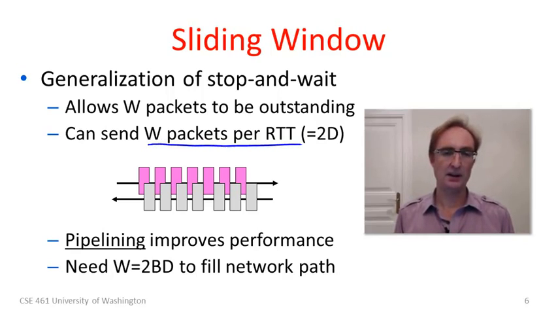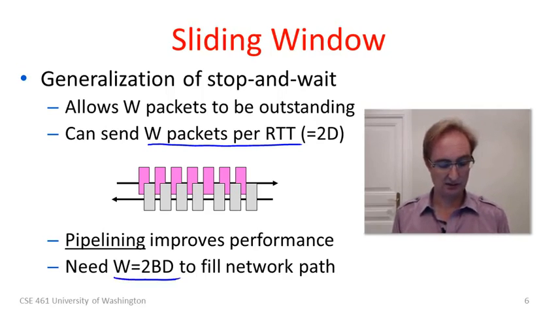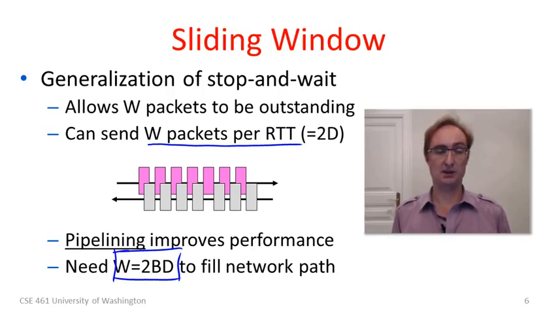The pipelining here that we're getting by sending multiple packets at once is what's improving performance for us on the network. To use the entire network path, so if I have a rate of 10 megabits per second, to use all of that, then I would want the window to be large enough so that it is the same as 2BD expressed in packets.